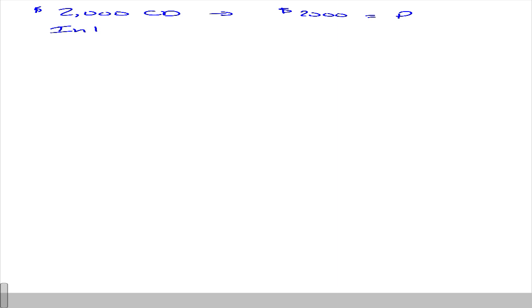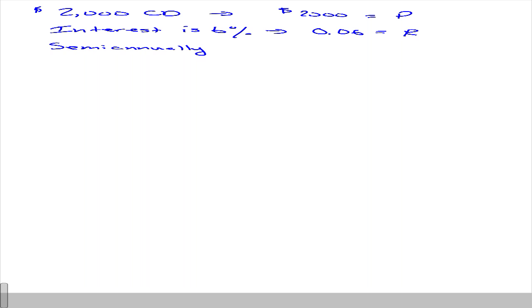The interest is 6%, which means 0.06 equals the rate. That's your R. That's your interest rate. Semi-annually means that your N value is going to be 2.